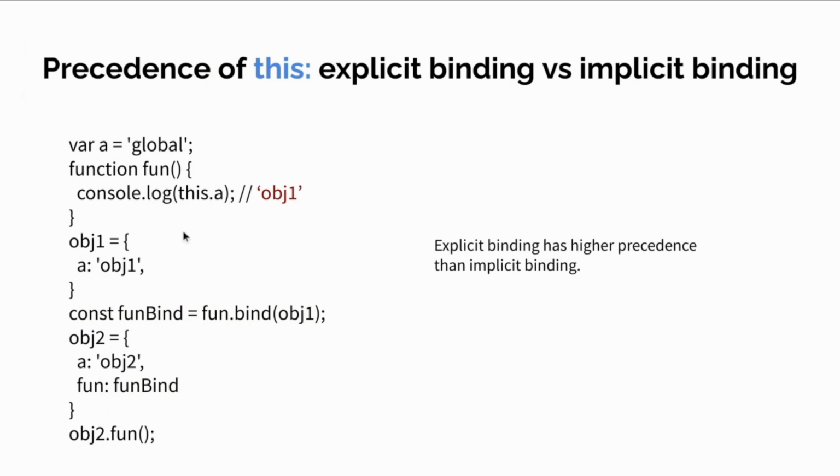So yes. Even though on the left hand side, in this particular line, you have obj2, you might expect the value to be obj2. But the explicit binding has a higher precedence than implicit binding. Implicit binding would have given obj2, but it is obj1. So that means explicit binding has higher precedence than implicit binding.